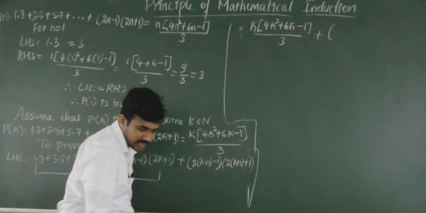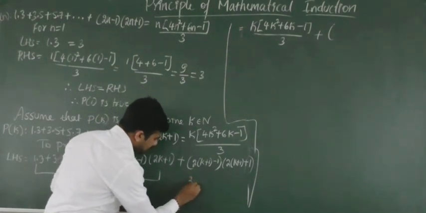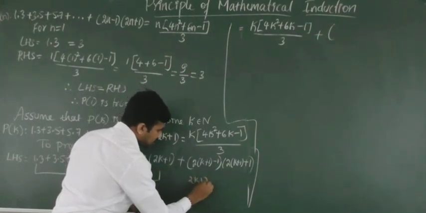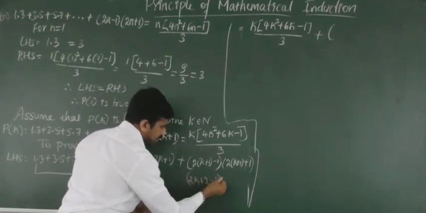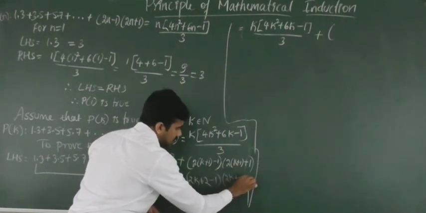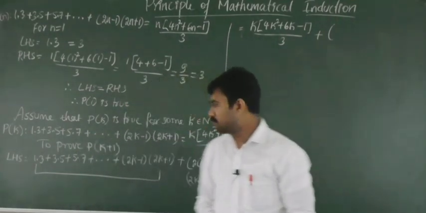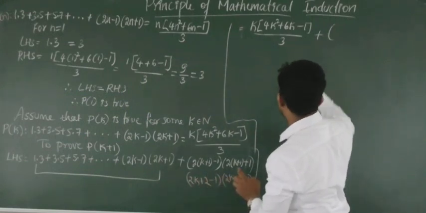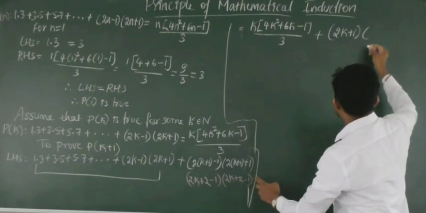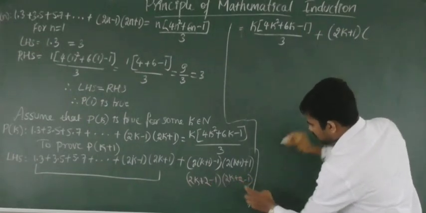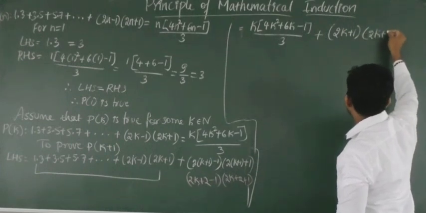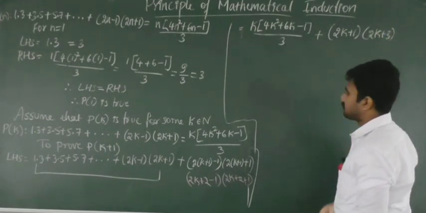Okay, you can observe here we will get 2 into k plus 1, which is nothing but 2k plus 2, into 2 into k plus 1 minus 1, that is 2k plus 2 into 1, minus 1. So that is nothing but 2k plus 1. Here you have 2k plus 1, but here you have 2k plus 3. Okay, so like this we will get.